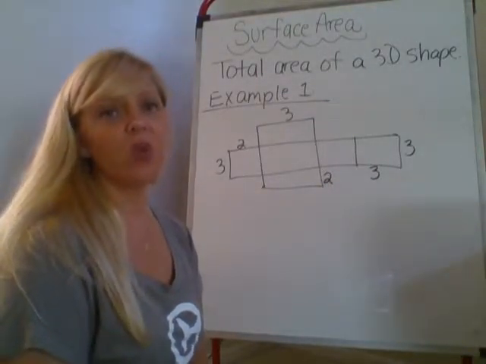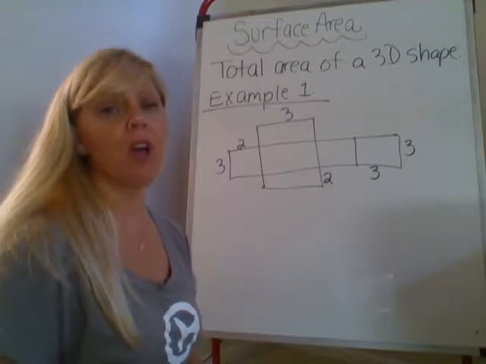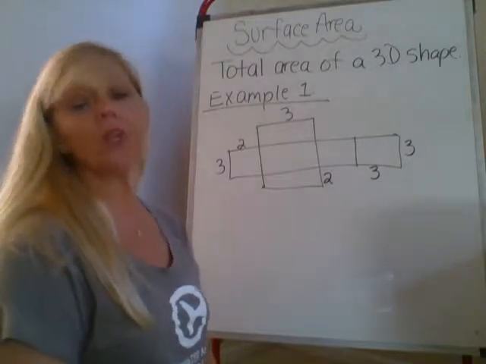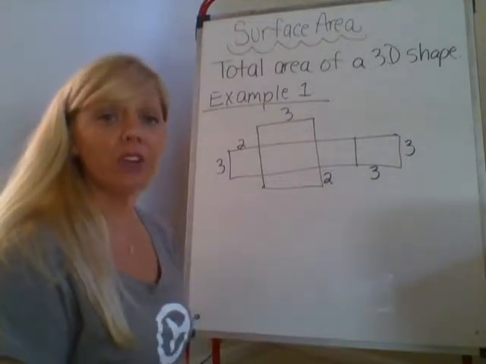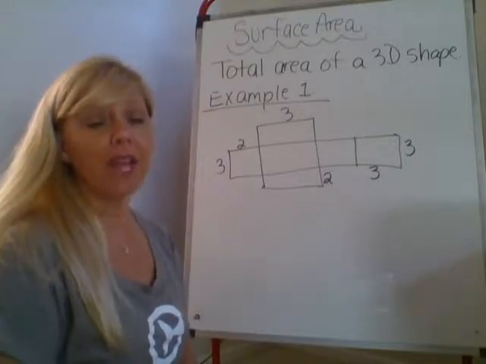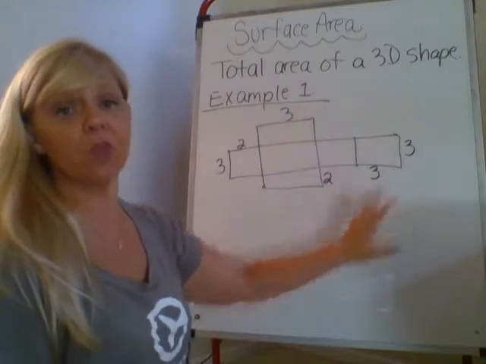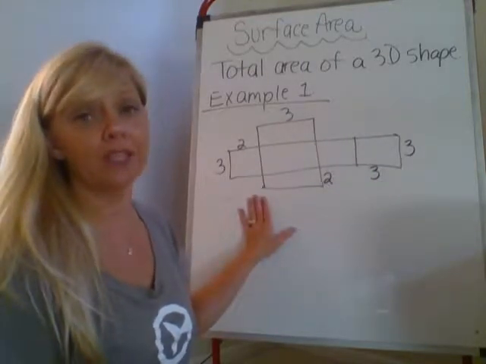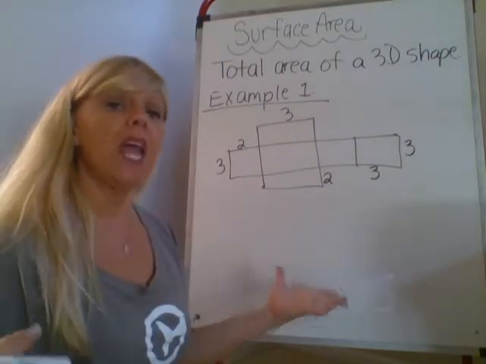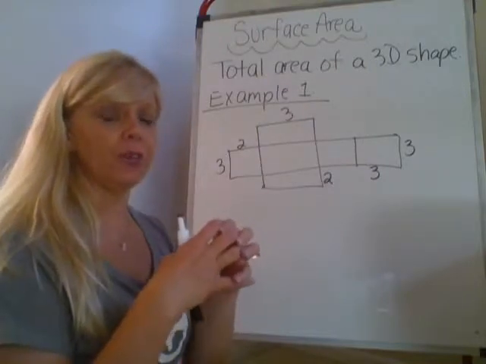Surface area is the total area of a 3D shape along all of its faces. So how much material would it take to make a box? That is what surface area is. If you unfolded a box, this is what it would look like. This is what we call a net. It's all opened up, and if we folded it together, then we would get a 3D shape.